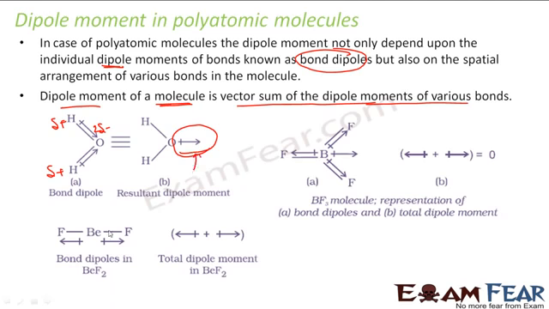If we talk about BeF2, fluorine is more electronegative, so fluorine gets a slightly negative charge and beryllium gets a slightly positive charge. This is my bond dipole, and this is my bond dipole, but the net dipole is 0. There is no dipole, because both cancel each other, so the vector addition of these two will be 0. If we talk about BF3, here fluorine will attract more, so fluorine gets a partial negative charge on each, and boron gets a partial positive charge. But in this case also, the net dipole will be 0.